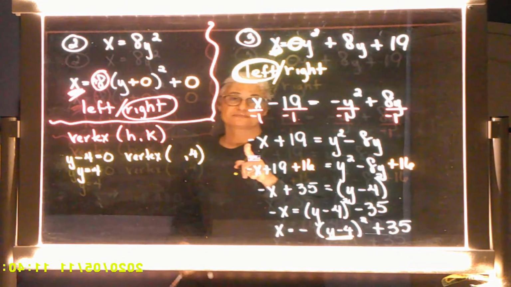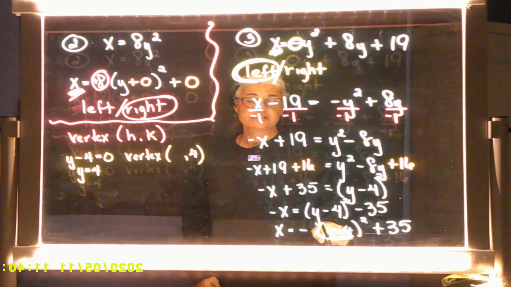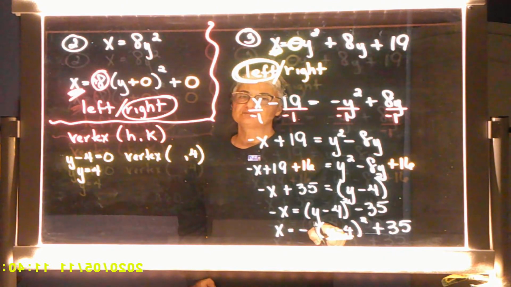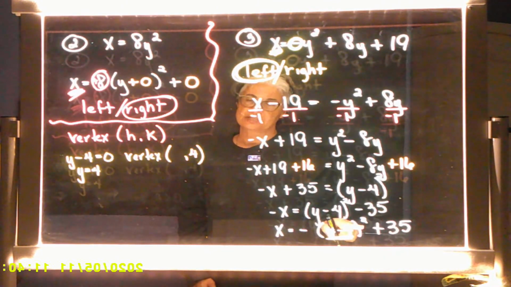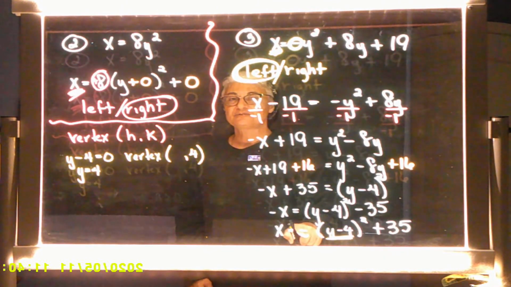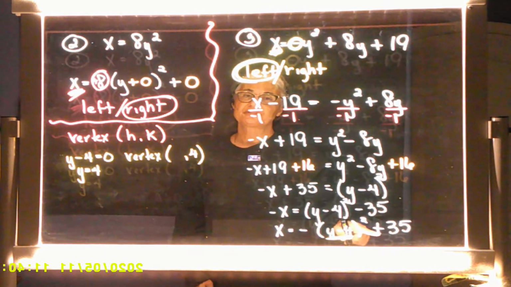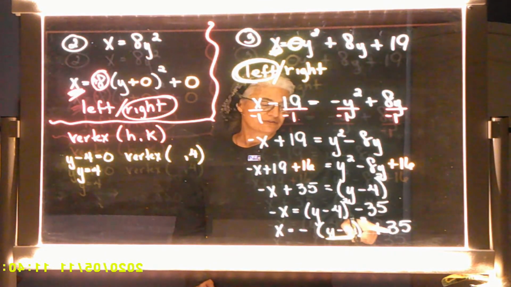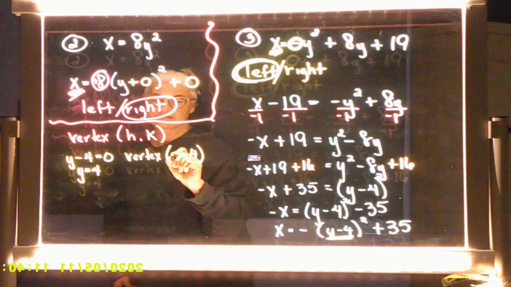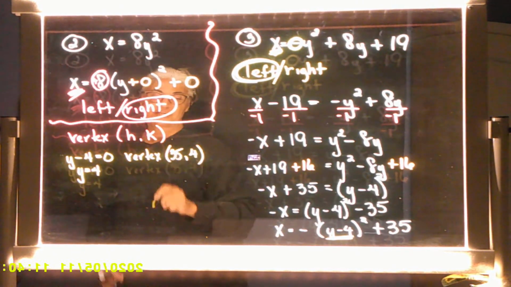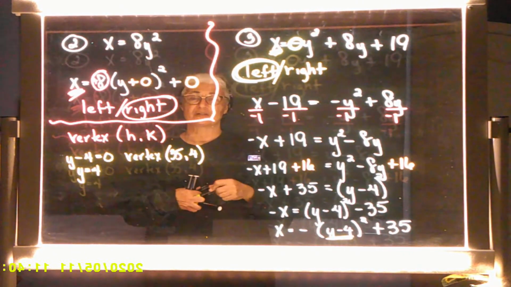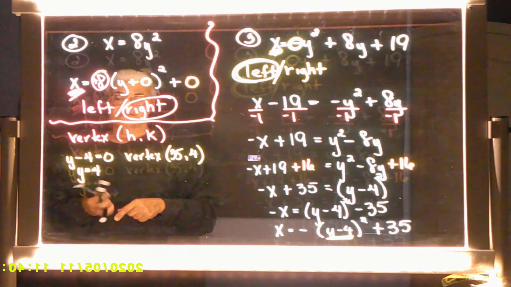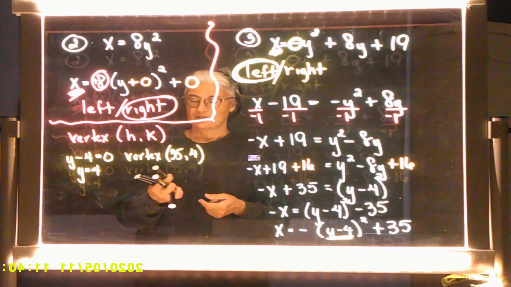Now look, what's 4 minus 4? Good, 0. What's 0 squared? 0. 0 times that negative? 0. Plus the 35. 35. So I have 35 equaling x. So my vertex is 35, comma 4. And I know it opens to the left. With me?